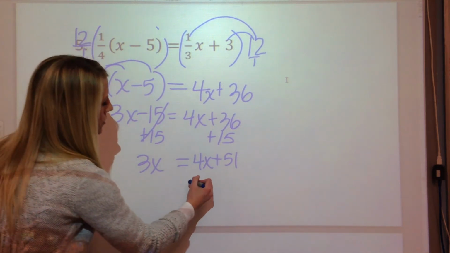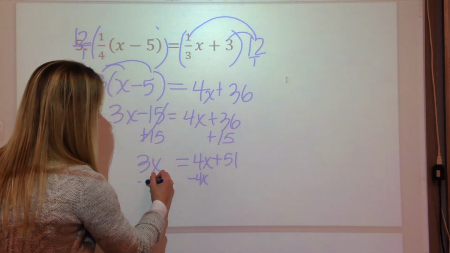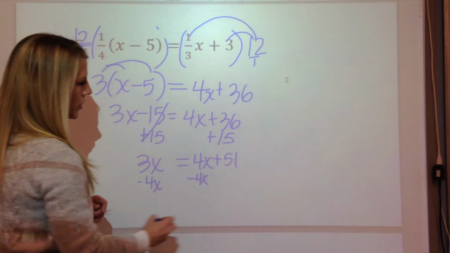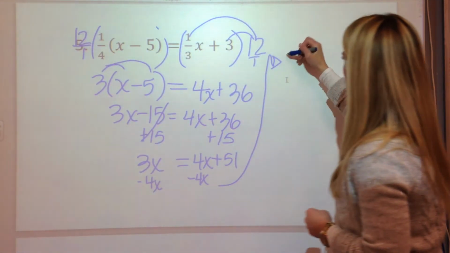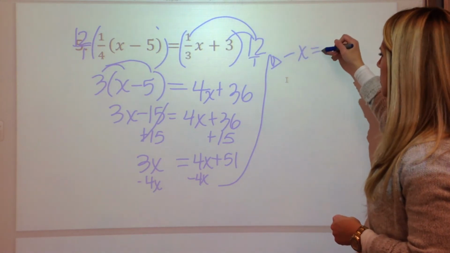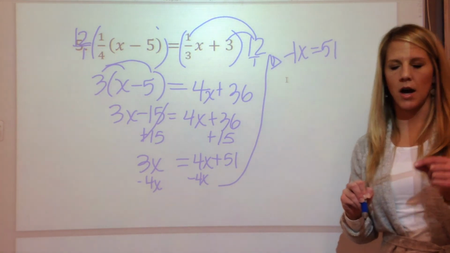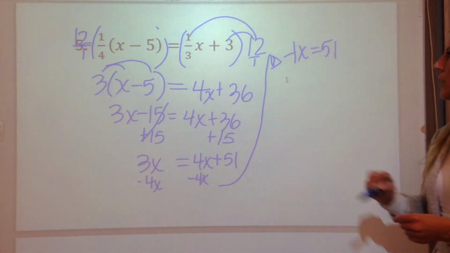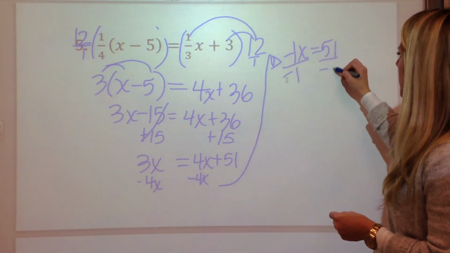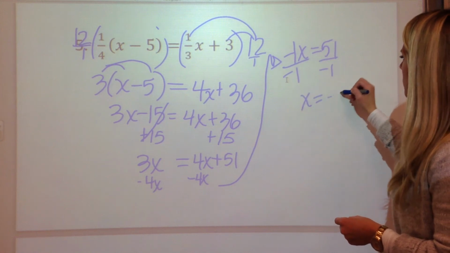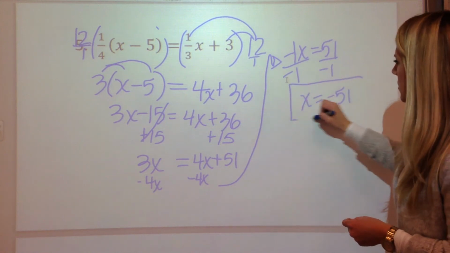Okay. So I've created a situation here in which I've got the constant on one side, I want to get variables to the other. So I'm going to subtract 4x from both sides. So I end up with negative x equals 51. Well, remember, that's like negative 1 times x. So x is still not by itself. It's being multiplied by negative 1. So I must divide by negative 1 to get x by itself.